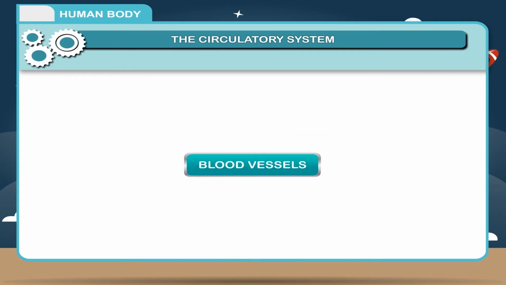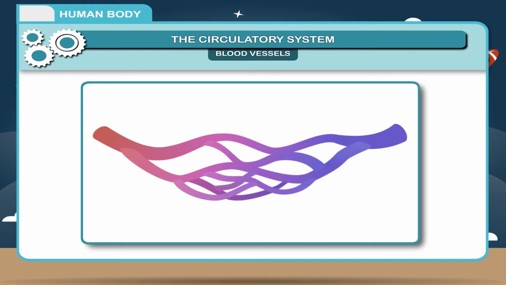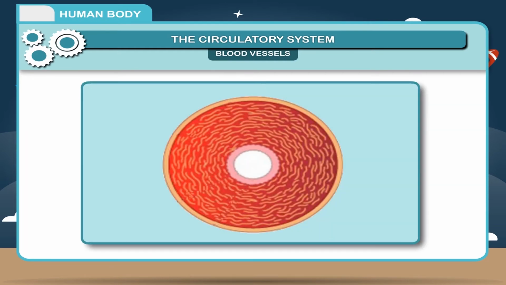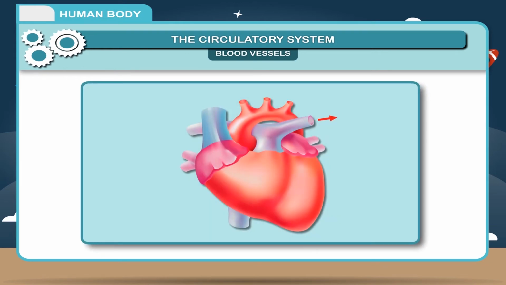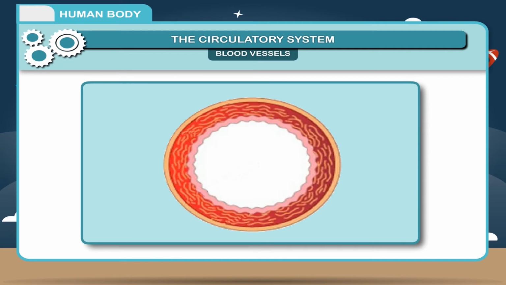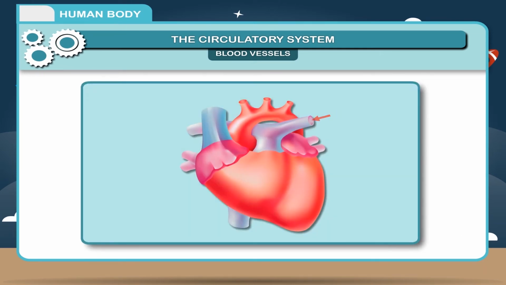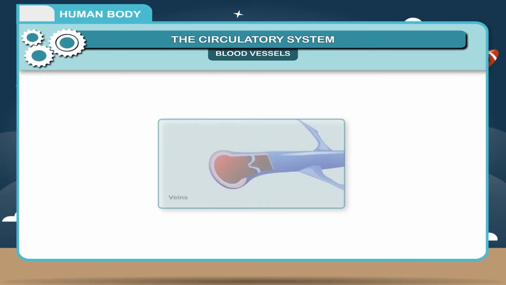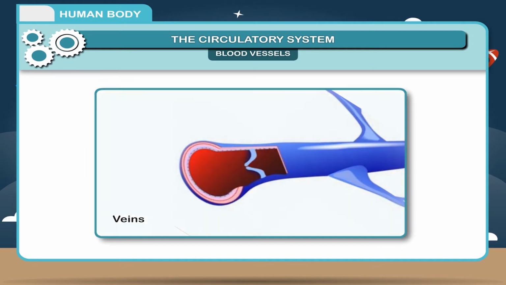Blood vessels. Blood vessels carry blood. They are of 3 types: arteries, veins, and capillaries. 1. Arteries. The arteries have thick walls with a narrow lumen. They take oxygenated blood from the heart to all the parts. 2. Veins. Veins have thin walls with a wider lumen. They bring deoxygenated blood from the body parts to the heart. Valves are present in veins.